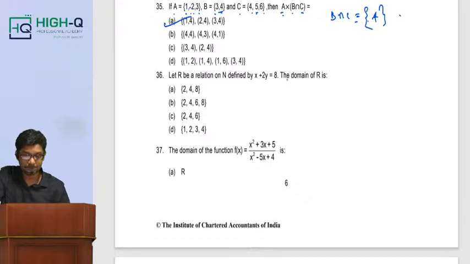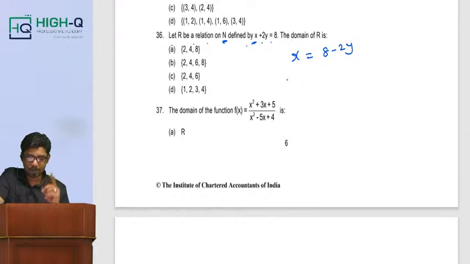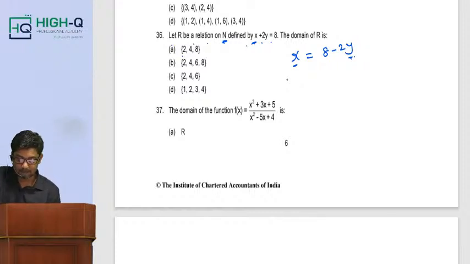Option A. Next, let R be the relation on N defined by x plus 2y is equal to 8. The domain of R. Domain of R means the values of x, and it is a natural number. So we need to find the value of x. x is equal to 8 minus 2y. Look at this, my dear. I need to substitute some values such that you get a positive number only. For example, 2, 4, 8. Substitute 2, 4, 8.